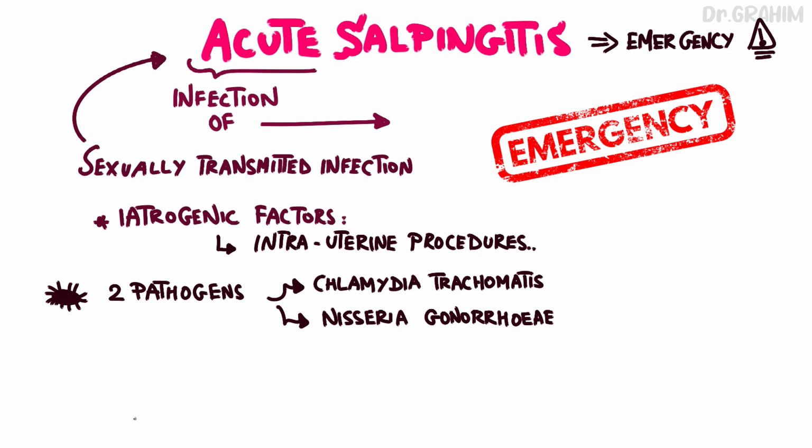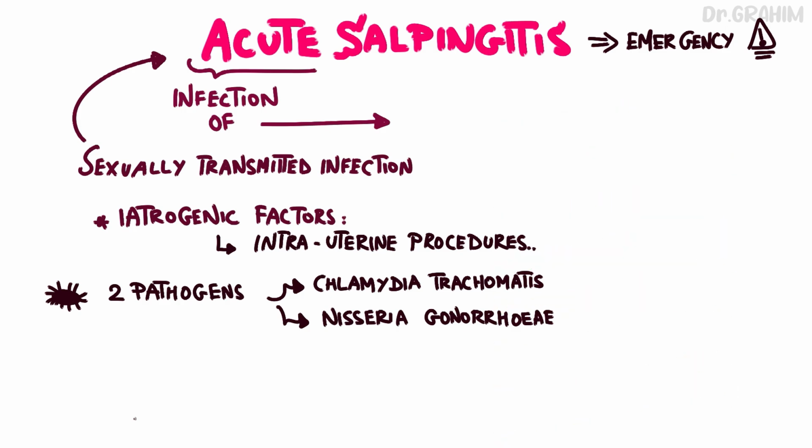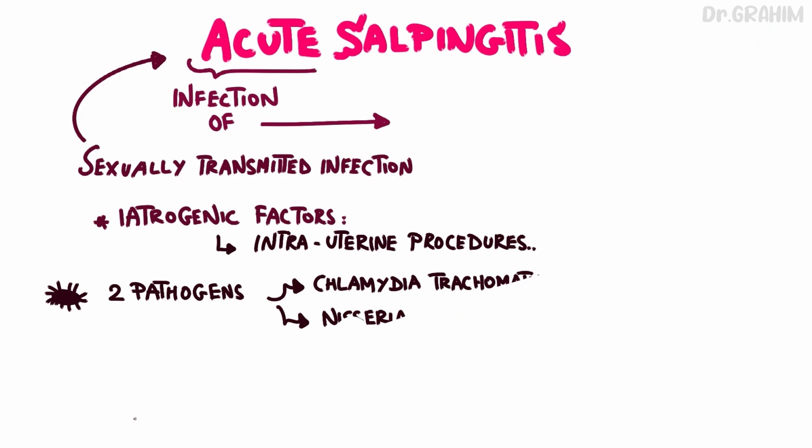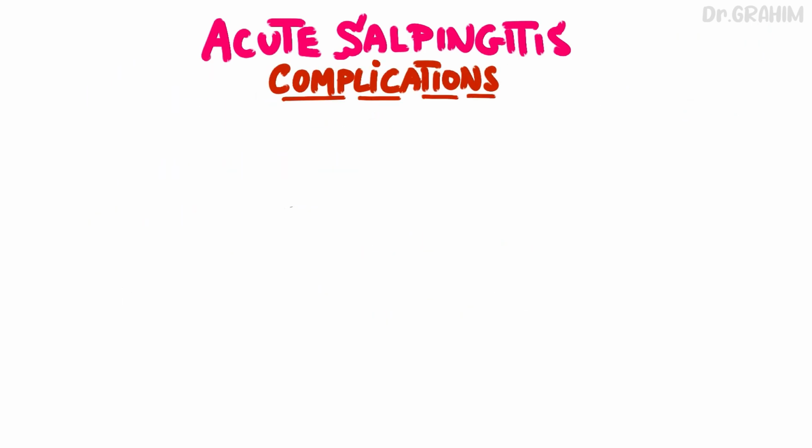Rapid and appropriate management is important, as the primary goal is to preserve the patient's fertility. Acute salpingitis represents the leading cause of female infertility related to infectious complications. The complications of acute salpingitis, although varied, can rapidly worsen the patient's condition and lead to serious consequences if not managed in time. Let's start with the acute complications.